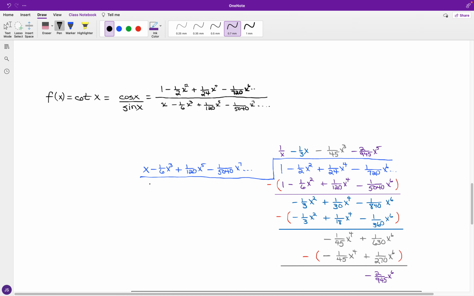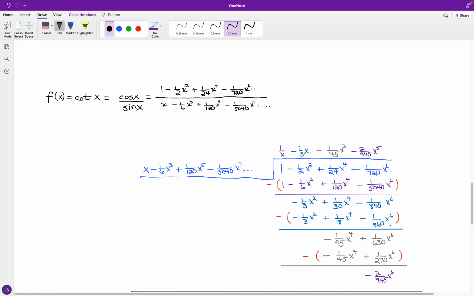And then distributing over the first 4 terms from the sine of x, and then subtracting, we have the next leading term at negative 1/45 of x to the 4th. X into that is going to be negative 1/45 of x cubed.